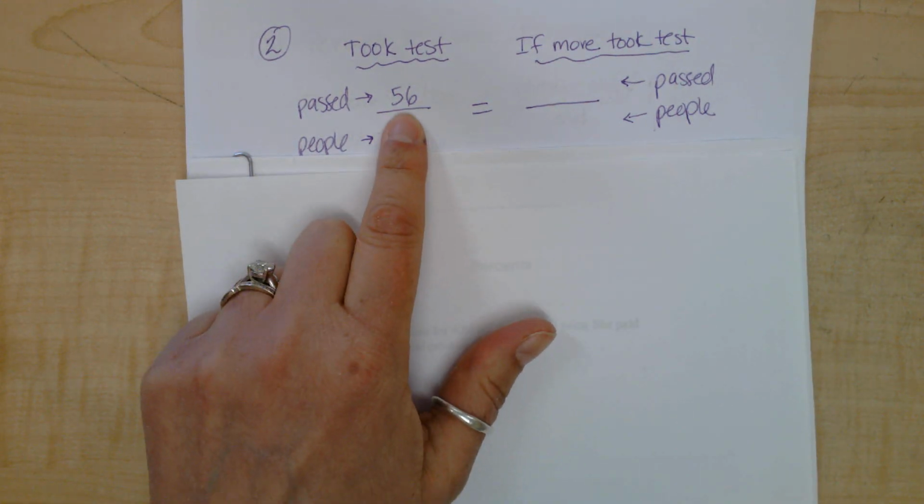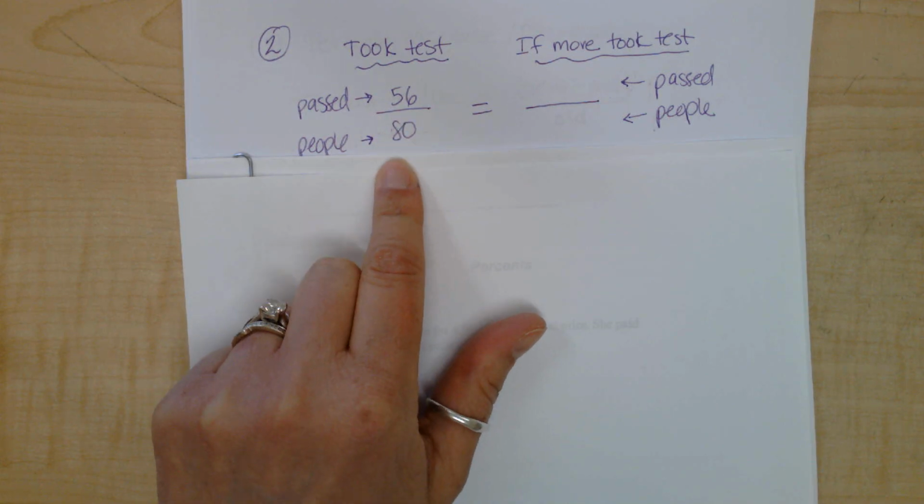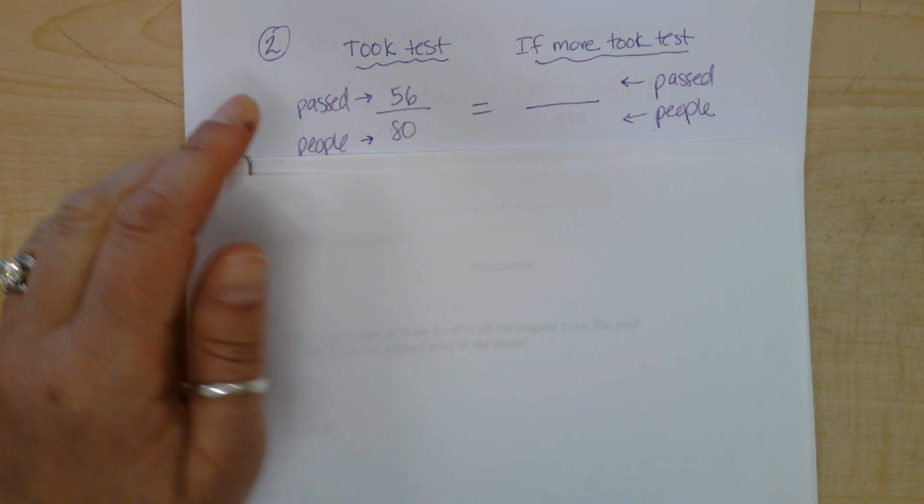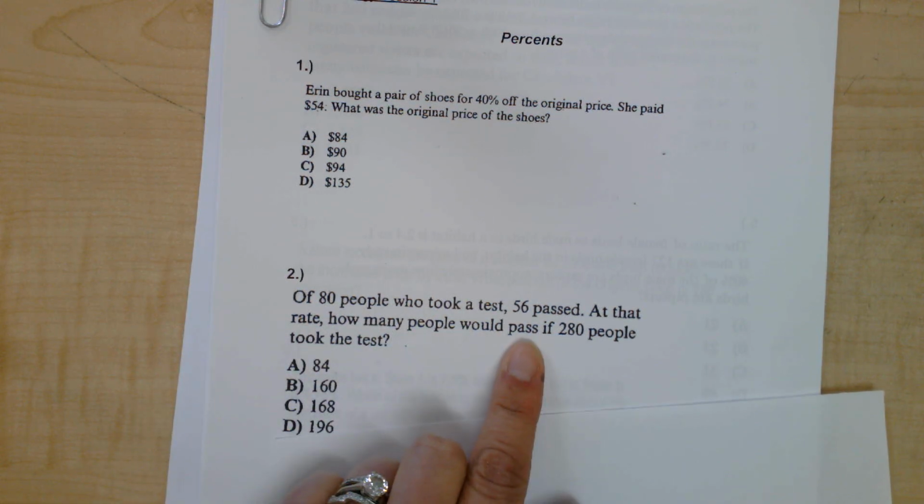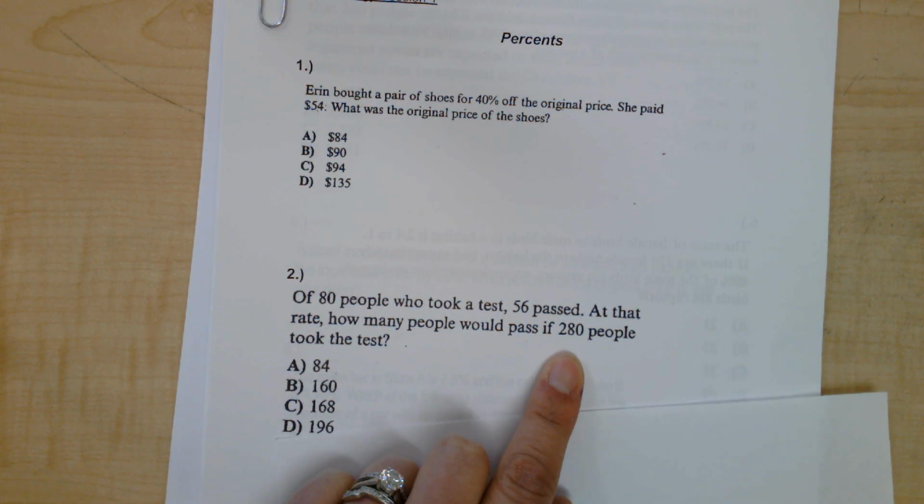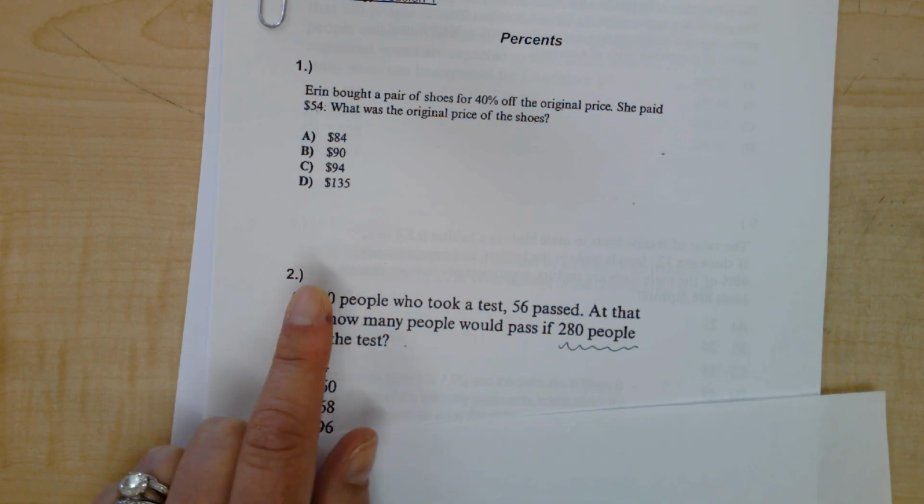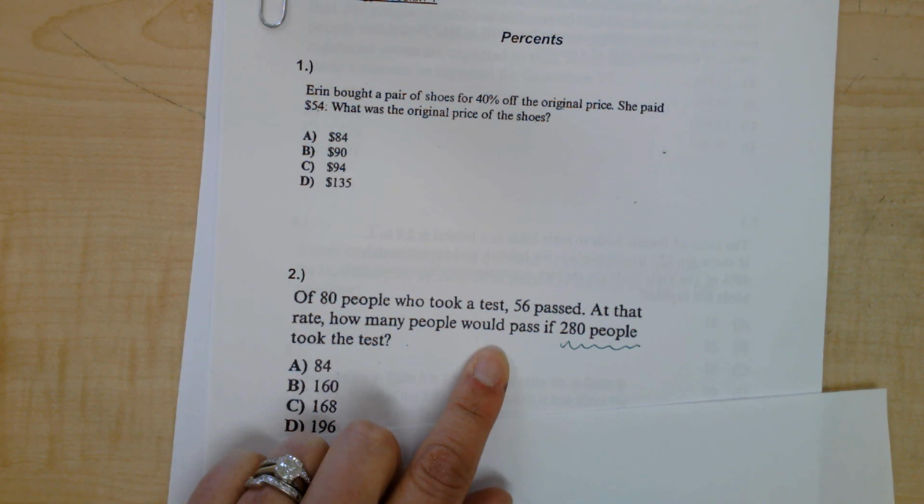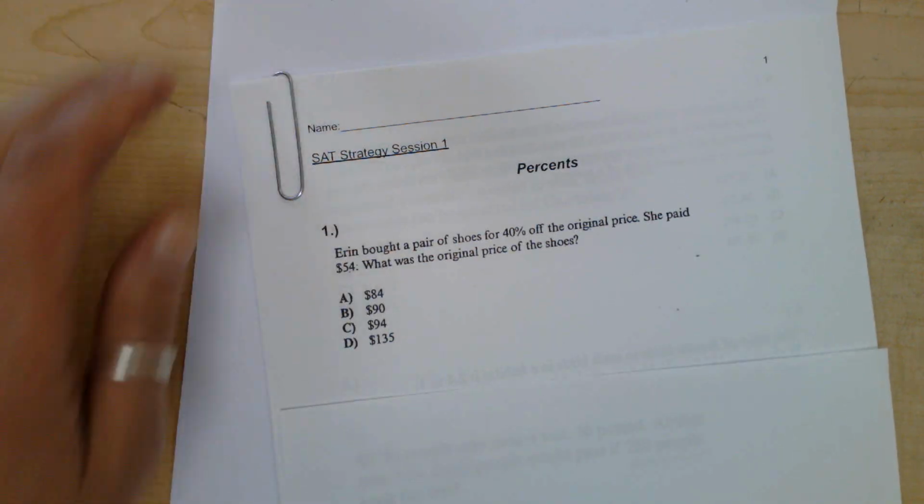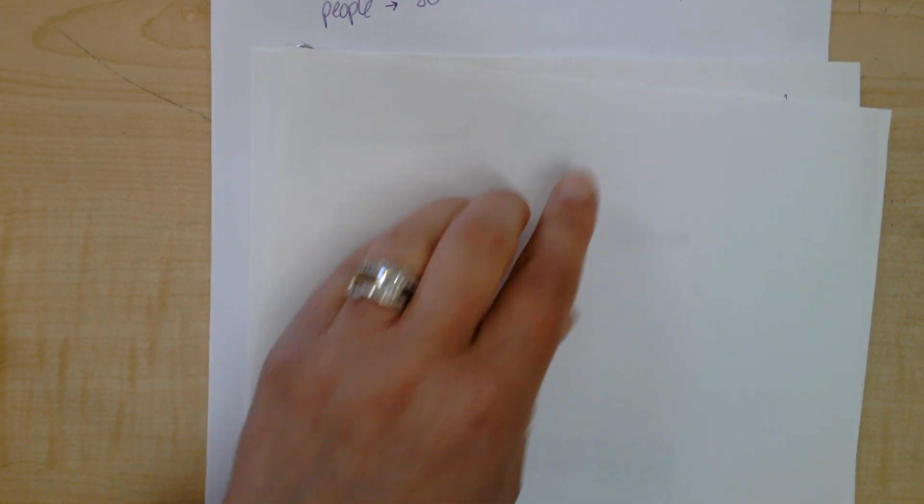So we know that 56 passed, and there were 80 that took it. And that was in the problem. All I did was I pulled it out. 80 people took it, 56 passed. I know if there are more people, if we went from 80 to 280, I want to know how many are going to pass. So here is what it looks like.